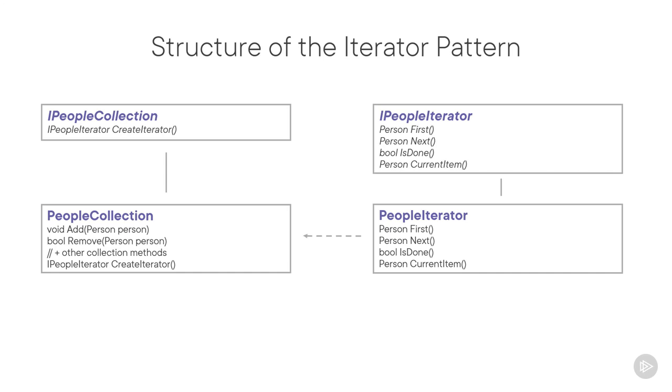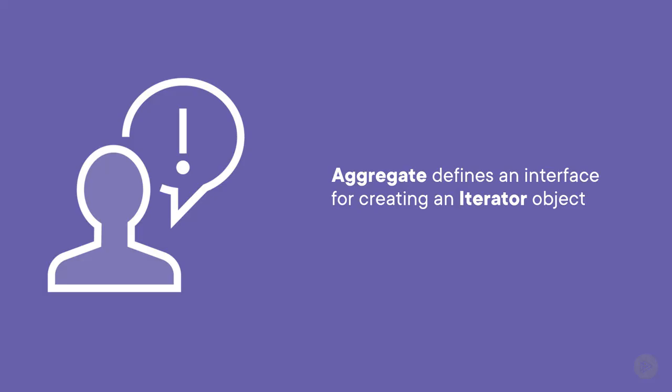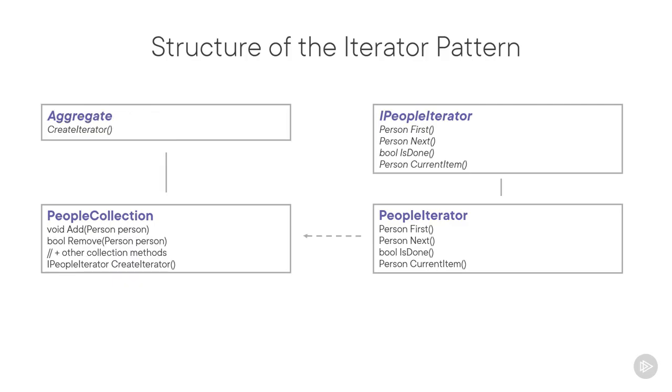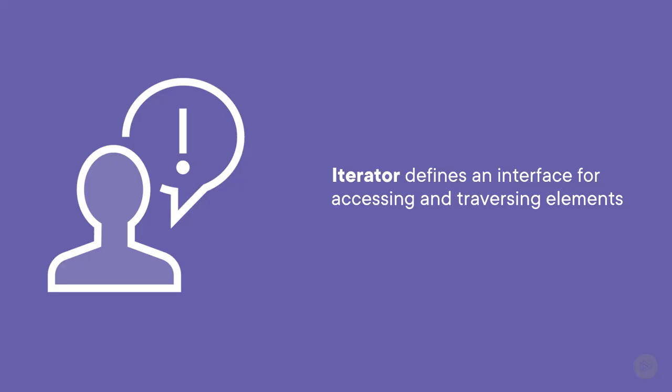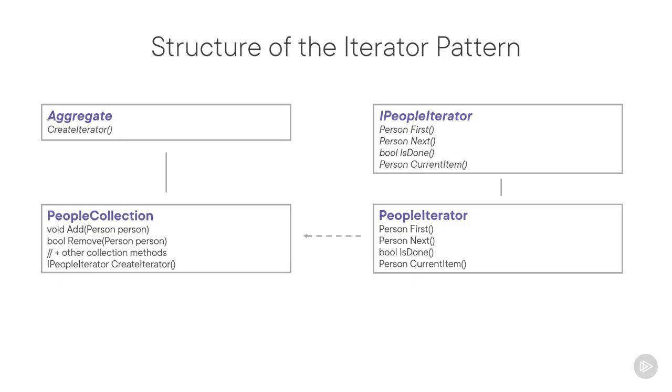We'll start with the aggregate. This defines an interface for creating an iterator object. That maps to our iPeopleCollection. That iterator object, that's what defines an interface for accessing and traversing elements. It maps to our iPeopleIterator interface.